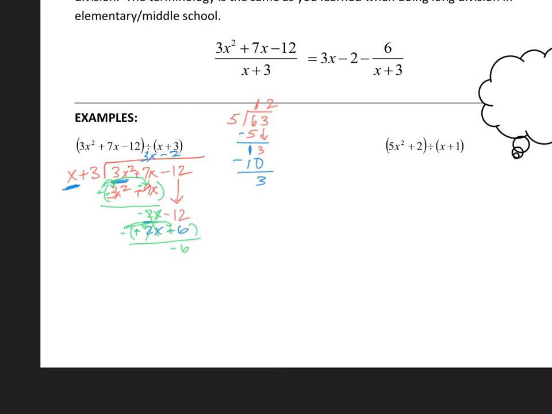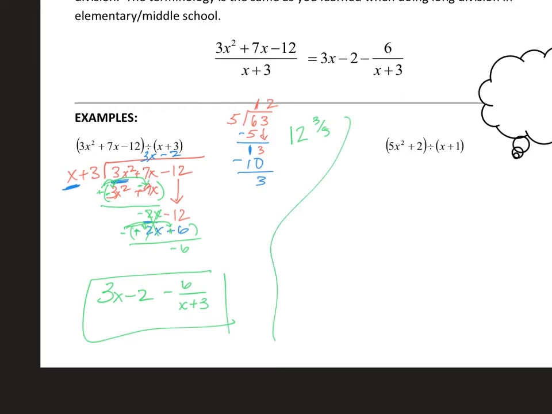So if you remember how to write a remainder back in middle school, this would be 12, and then the 3 would be the numerator, and the 5 would be the denominator. So it'd be 12 and 3/5. The same thing happens with polynomials. So you'd have 3x minus 2, and then your remainder would be negative 6 over what you divided by, which was x plus 3. So there's your answer. All right, next one.